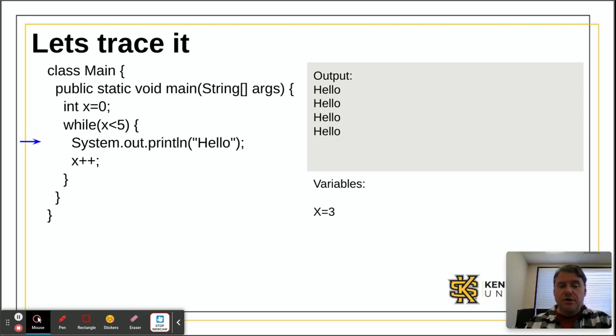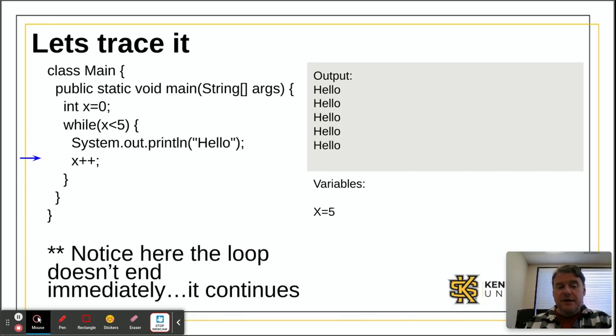We're going to print hello. We're going to add 1 to the x. X is now 4. We reach the bottom of the loop, which sends us back up to the top. 4 less than 5, still true. Print out hello again. Add 1 to the x. X is now equal to 5.